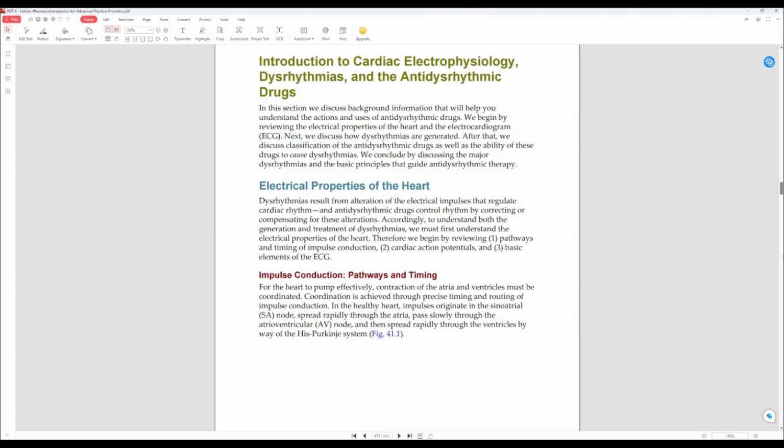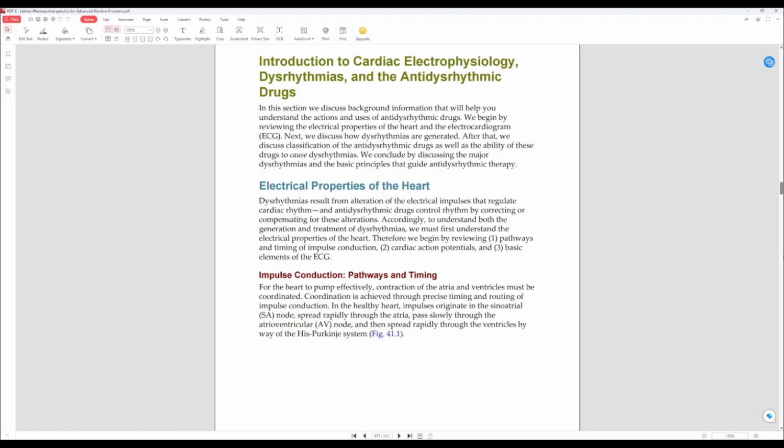Electrical properties of the heart. Dysrhythmias result from the alteration of the electrical impulses that regulate the cardiac rhythm, and antidysrhythmic drugs control rhythm by correcting or compensating for these alterations. Accordingly, to understand both the generation and treatment of dysrhythmias, we must first understand the electrical properties of the heart. Therefore, we begin by reviewing the pathways and timing of impulse conduction, cardiac action potentials, and basic elements of the EKG.